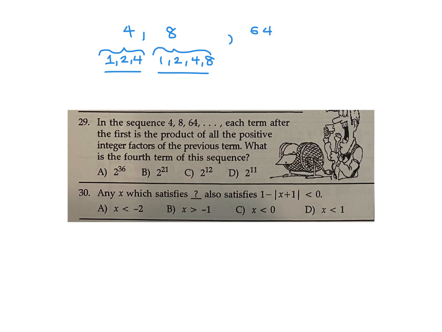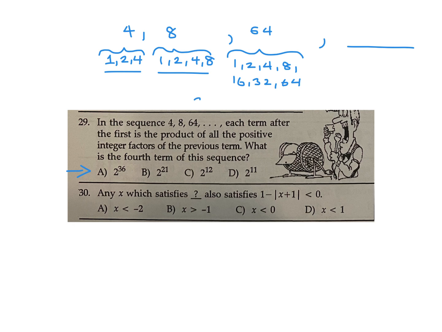All right. So then they're asking, what is the fourth term? So they just want you to get the next term. Okay, that's not a problem. What are the integer factors of 64? It would be 1, 2, 4, 8, 16, 32, and 64. And then you've got to multiply all these together. And then interestingly, if you look, the answers are in factors of 2. So we can do that.